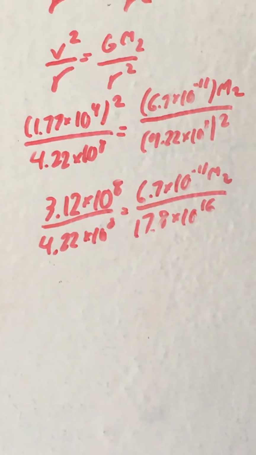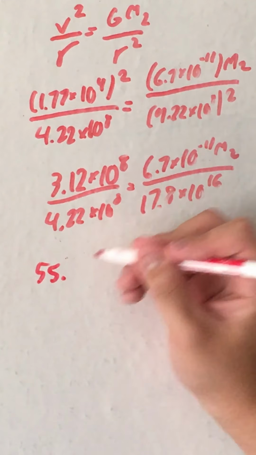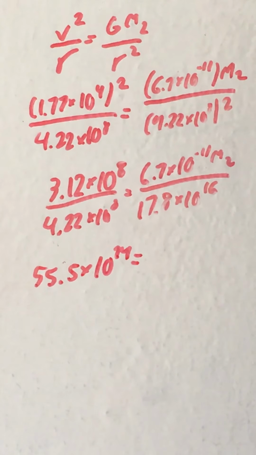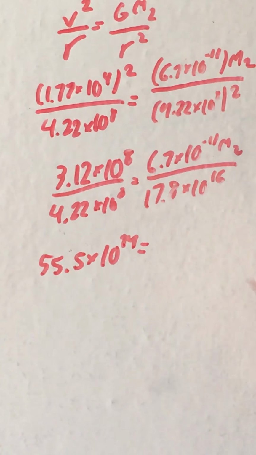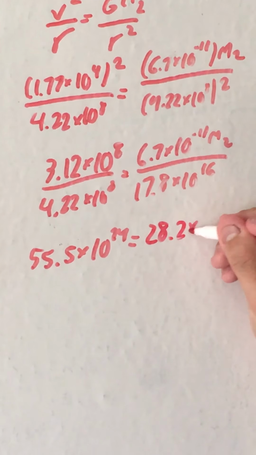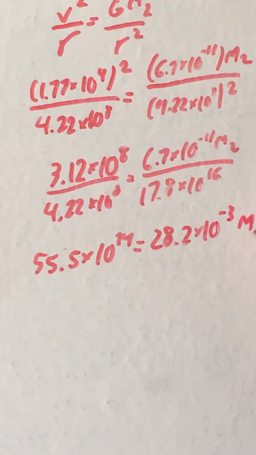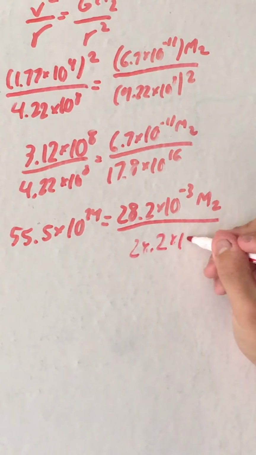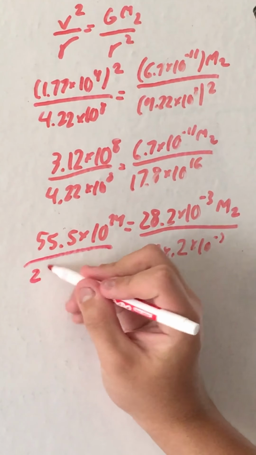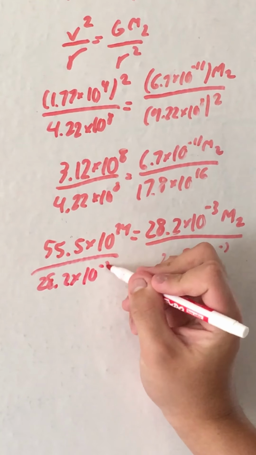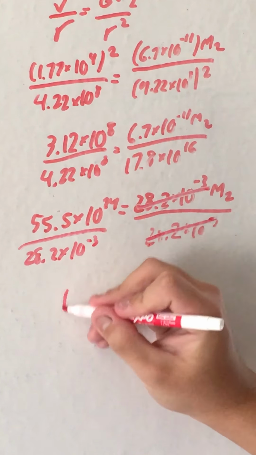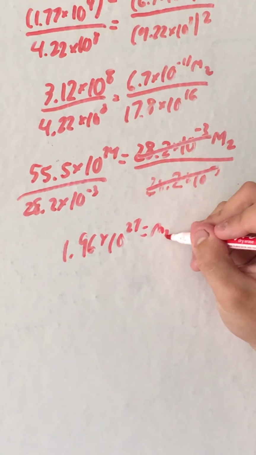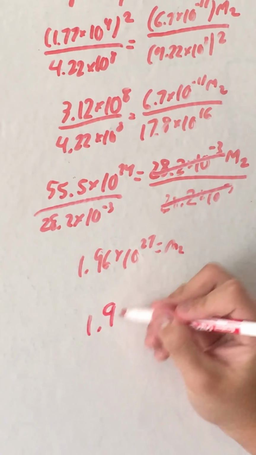So what we can do is just cross multiply and we get 55.5 times 10 to the 24th on one side, and on the other side we get 28.2 times 10 to the minus 3. We just have to divide everything by 28.2 times 10 to the minus 3, and what we get is approximately 1.96 times 10 to the 27th. Just write that down.